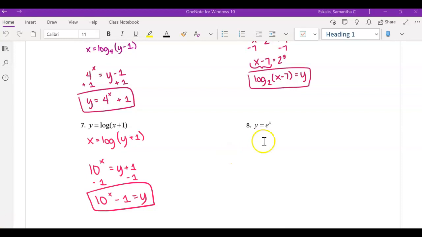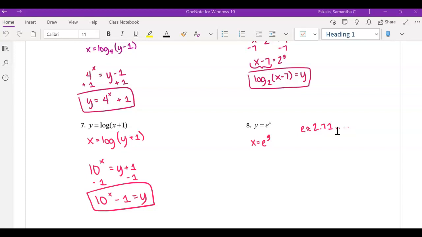Number 8 is a little different. We have y equals e to the power of x. I want you all to remember that e is just a number. E is approximately 2.71 and then a whole bunch of other stuff after. So e is just a number, but however, it has a special log. So let's start by just switching x and y. So when we switch x and y, we have x equals e to the y power.